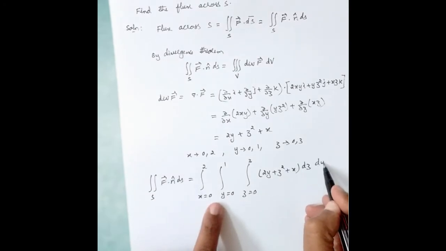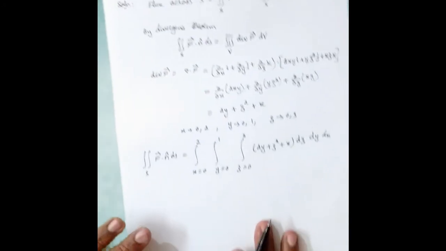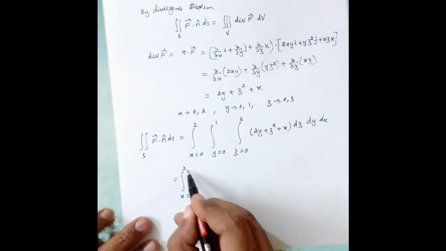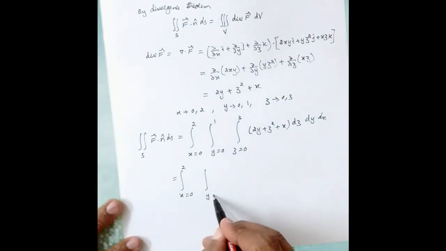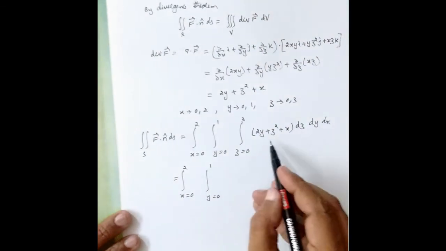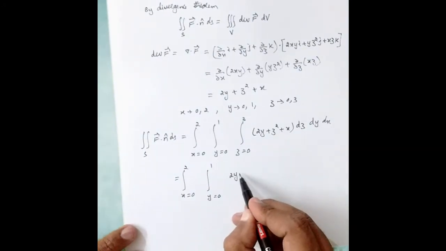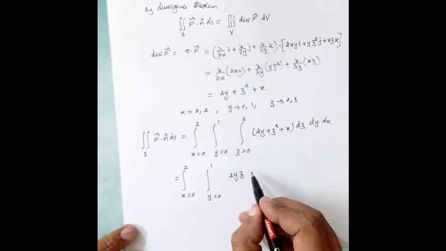Here I'll write dy, then I'll write dx. So let us try to integrate this one. This integral x is equals to 0 to 2, then you have integral y is equals to 0 to 1. Let us try to integrate with respect to z first. 2y as it is, you will get integral of dz will be z.